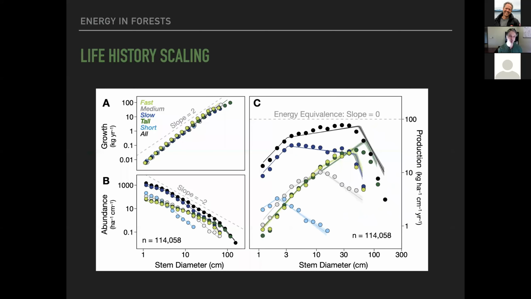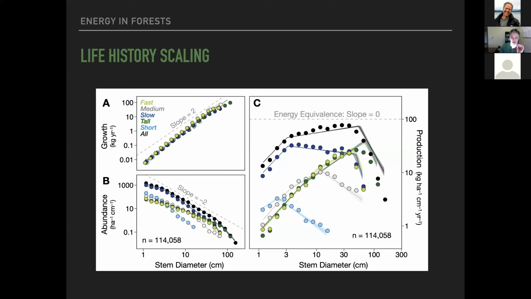And so here each point is the average value in a size class. So it's the average growth rate or it's the summed abundance over a size class. And growth rates are actually very similar, but there's a lot of divergence in abundance. So all is the sum of everybody, that's in black. The dark blue, or the slow, they're dominating everything for a while. But as they get bigger and cross 10 centimeters, they're converging in abundance with these green guys, these tall and fast. Both of these are similar.